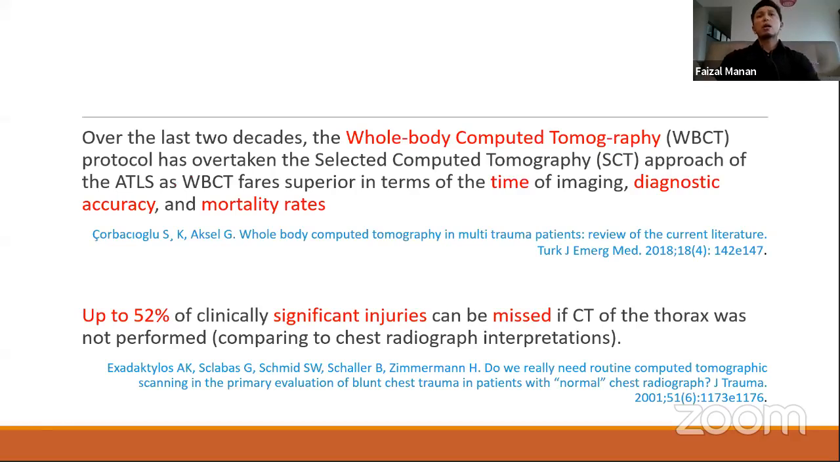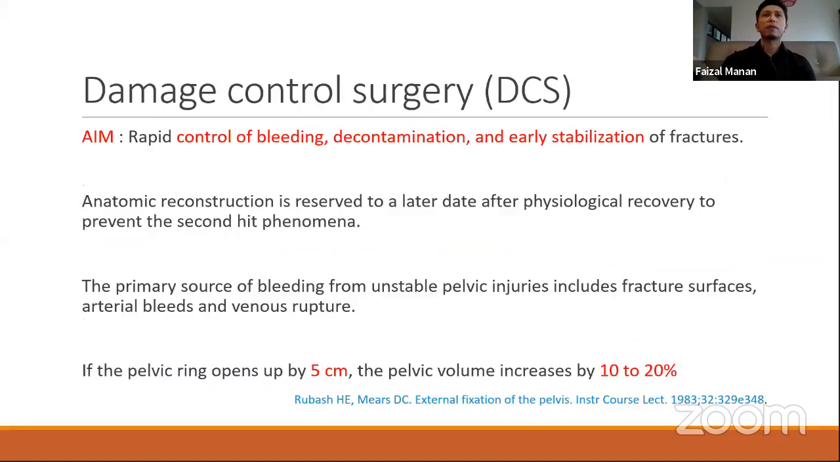Over the last 2 decades, the WBCT or whole body CT protocol has overtaken the selective CT, or SCT, approach of the ATLS, as whole body CT fares superior in terms of time of imaging, diagnostic accuracy, and mortality rates as well. They did a study and found that up to 52% of clinically significant injuries can be missed if CT of the thorax was not performed, compared to a plain chest radiograph.